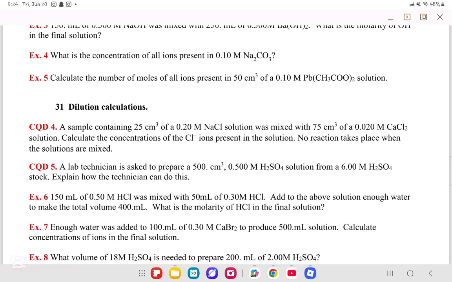So let's move on to CQD number 4. What does it say in CQD number 4? A sample containing 25 centimeter cubed. Remember to change it to liters by dividing by 1,000. So your answer is going to be 0.025 liters.